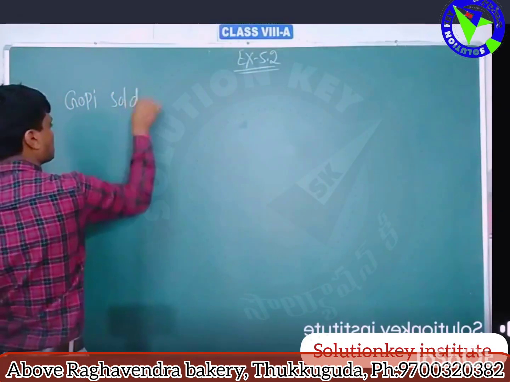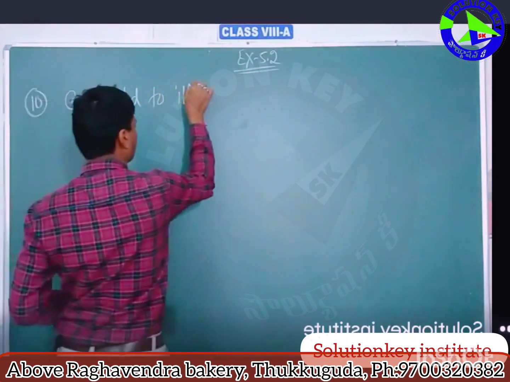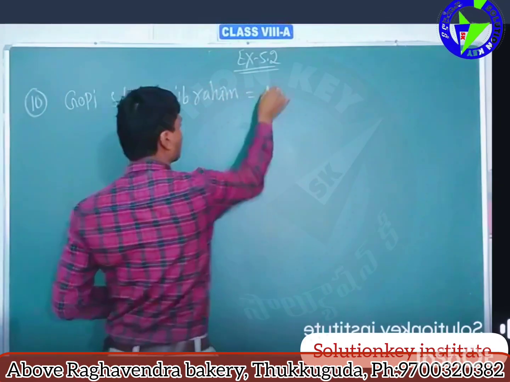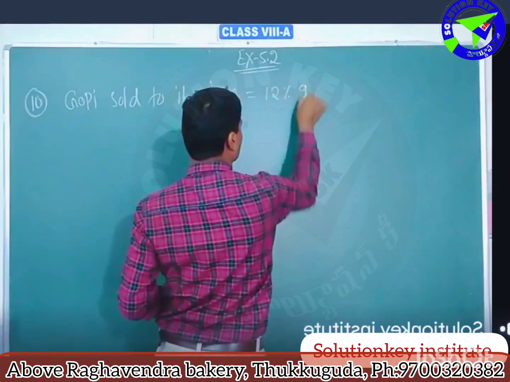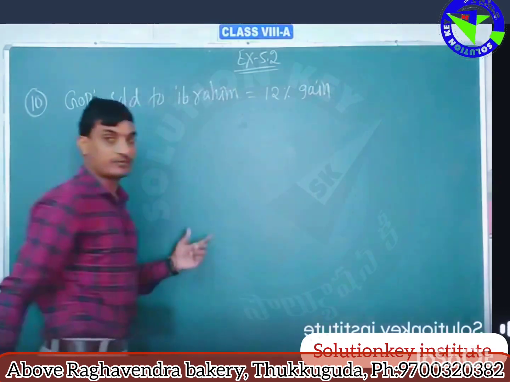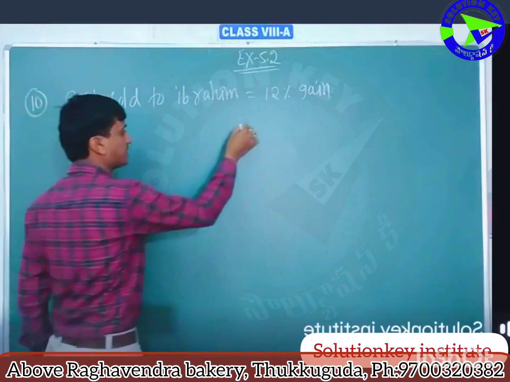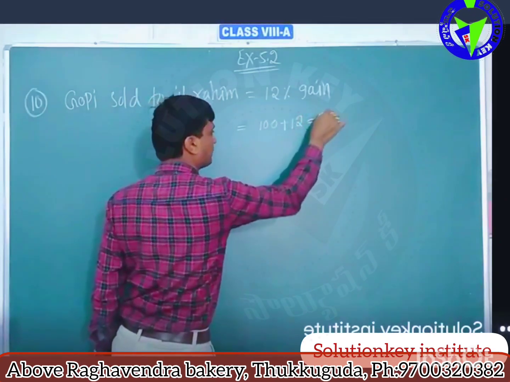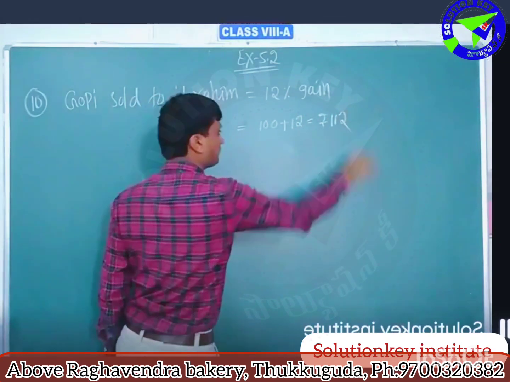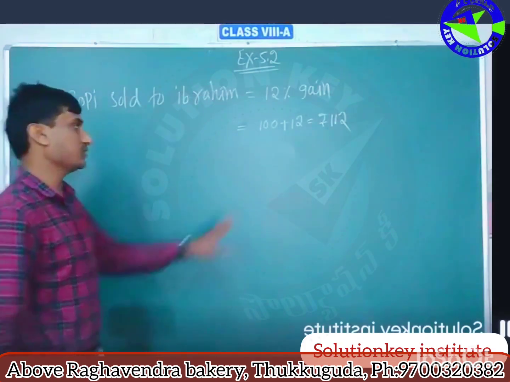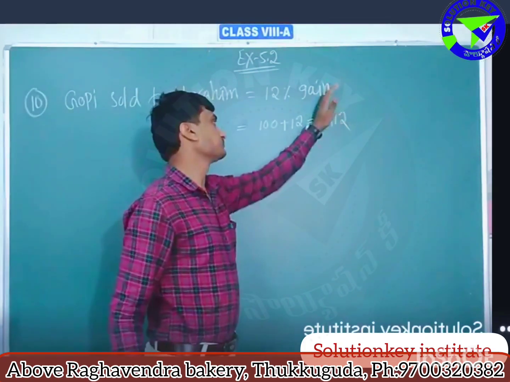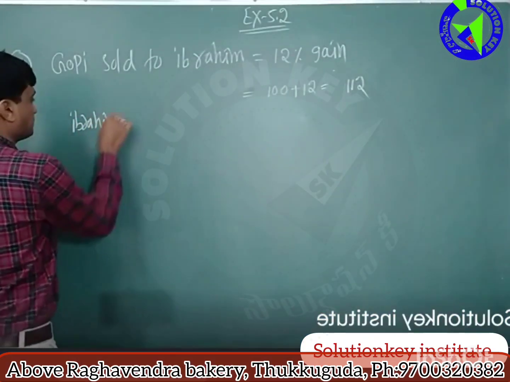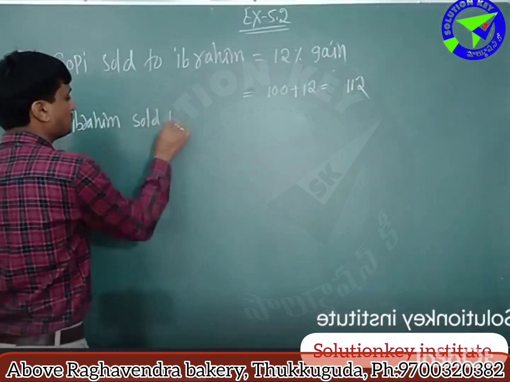Sold to Ibrahim at a 12% gain. So 12% gain means 100 plus 12. For example, if you take it, that is 112, not rupees, just 112. Okay? And Ibrahim sold to John.